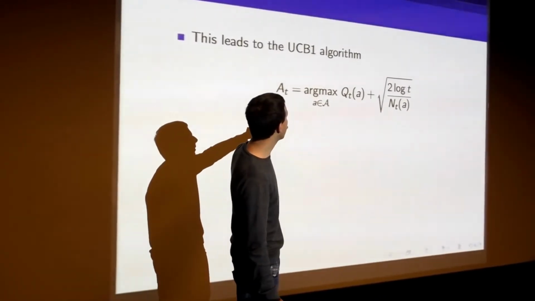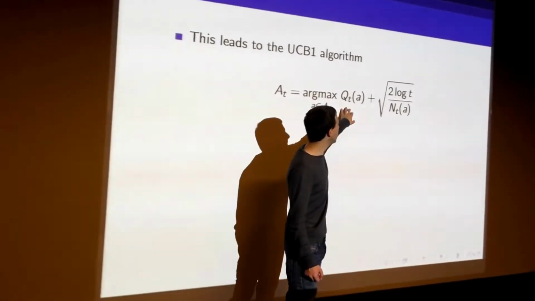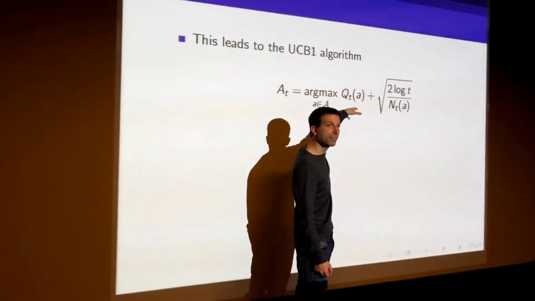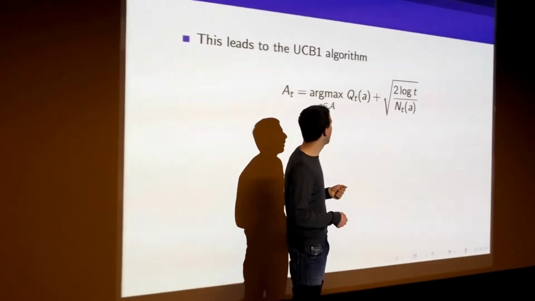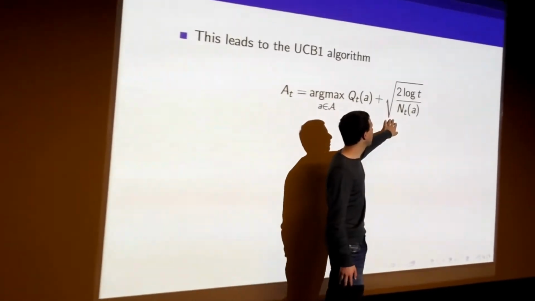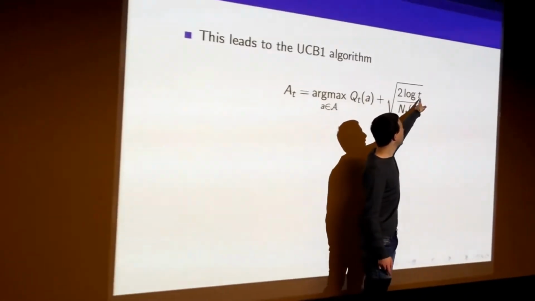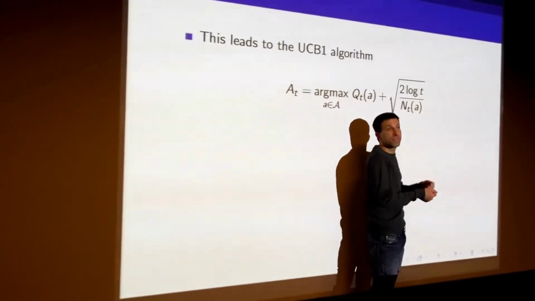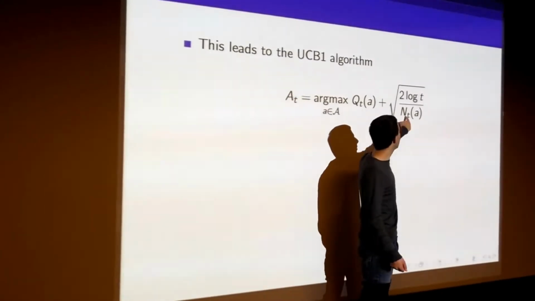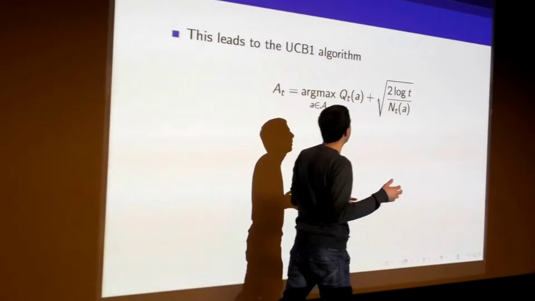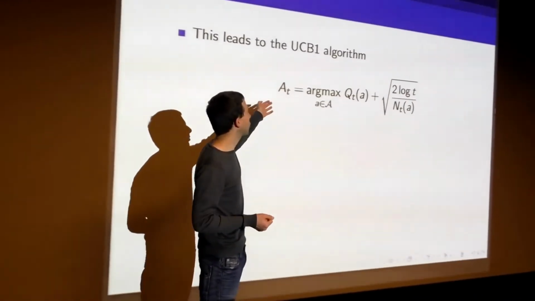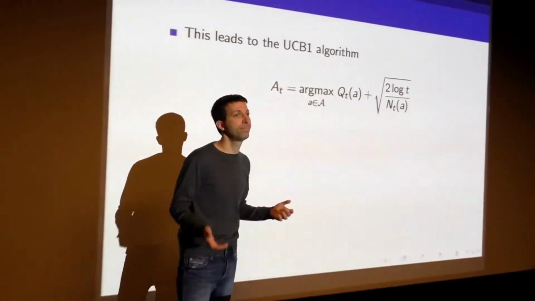But the basic idea is that at every step, you estimate your Q values by taking this Monte Carlo estimate in the usual way. You just take the empirical mean of everything you've seen so far. And then you add this bonus term that only depends on the total number of time steps, the number of total pulls of all of your arms, and the number of times you've pulled this arm. That's all it depends on. You add on this bonus that depends on those two things, and you pick the action with the highest total value.